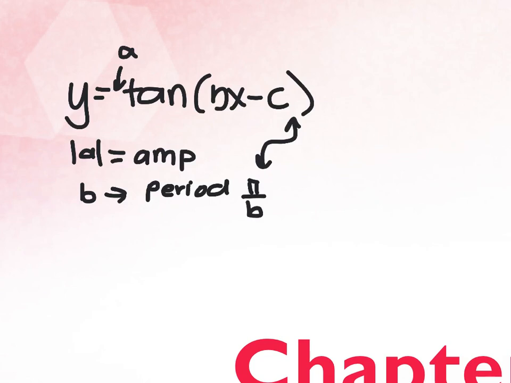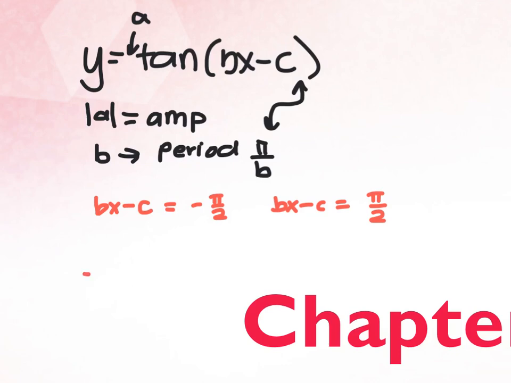And then we take our bx minus c, whatever's inside those parentheses, if there's a parentheses, and if not, then just the bx. We set it equal to negative pi over 2, and then we set it equal to positive pi over 2 for tangent. What we get from there, we subtract the period from the one on the left. We add the period to the one on the right.